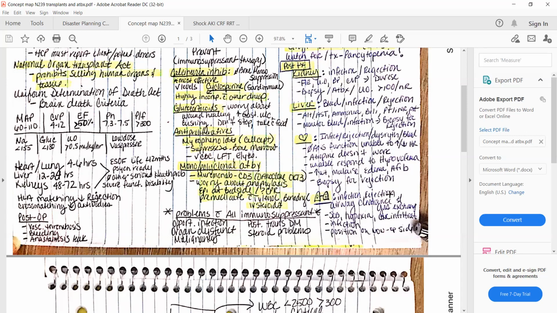Okay, so liver. Guess what? We've got to worry about bleeding. Why? Liver makes clotting factors. What are we looking at? ALT, AST, bilirubin, and so on. You guys all know that, right? We're looking for signs and symptoms of bleeding. Biopsy for rejection.